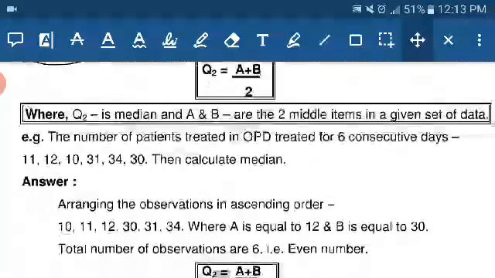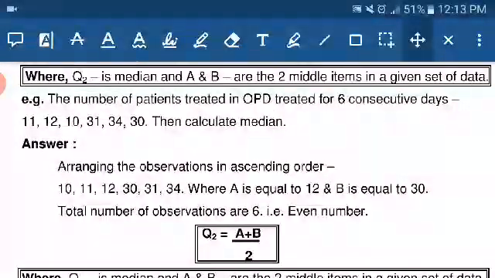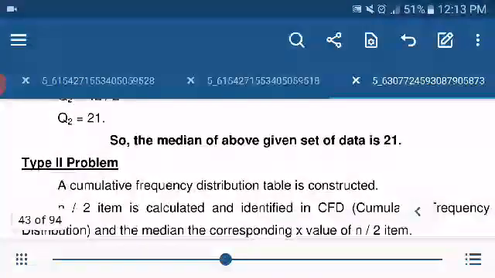Here is an example. The number of patients in the OPD treated over 6 consecutive days is 11, 12, 10, 34, 30. The observations are arranged in ascending order, where a is equal to 12 and b is equal to 30. Then the median is (a plus b) divided by 2.